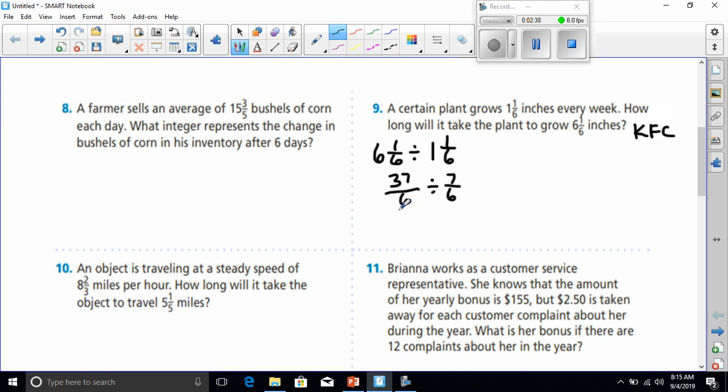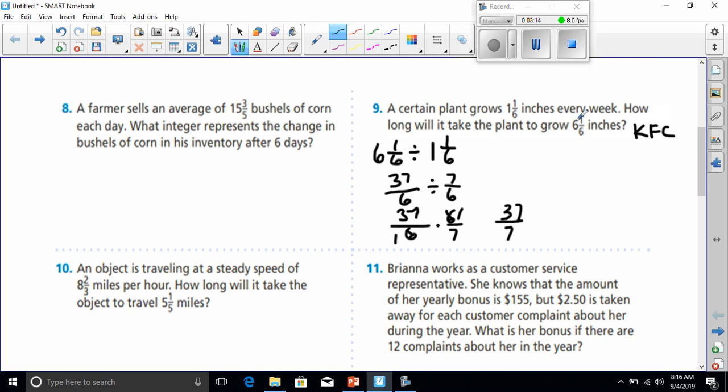This will turn into 37 over 6 times, remember we're changing from division to multiplication. We keep the first number the same, we change from division to multiplication, and now we flip the second number, so this would be 6 over 7. And now we can use a butterfly method to get rid of our 6 on each side and turn it to 1. And this is going to leave us with 37 times 1, which is 37, and 1 times 7, which is 7.